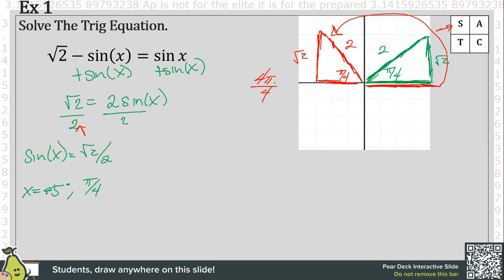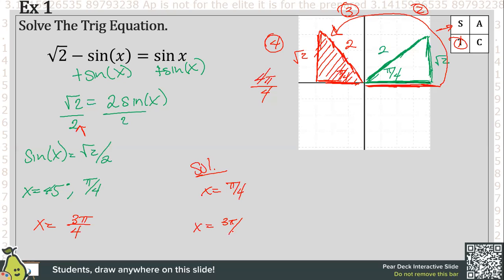And on the top side of my unit circle, I have 4 slices. I am missing this one right here that I just found, this red one that I just filled in. So in reality, I only have the 1, the 2, the 3. I am missing the fourth slice. So another solution would be 3 out of the 4 pies. So my solution should be x equals pi over 4 and x equals 3 pi over 4.